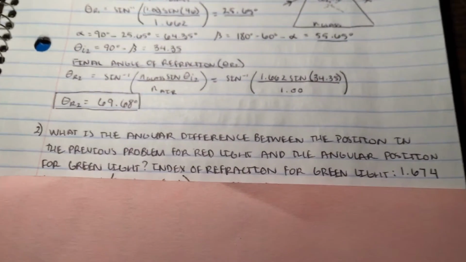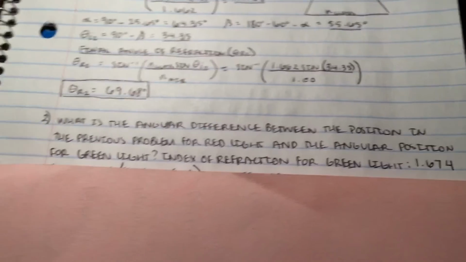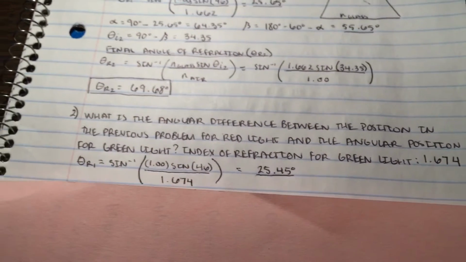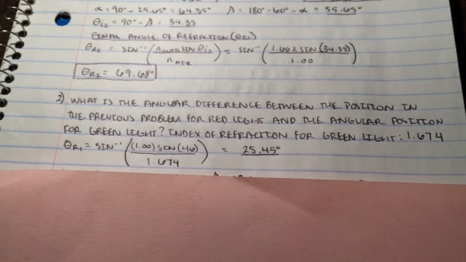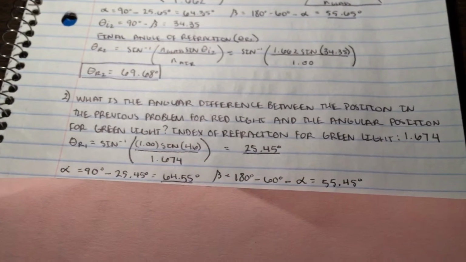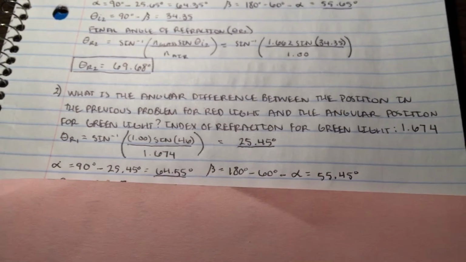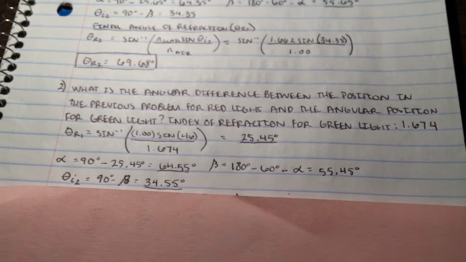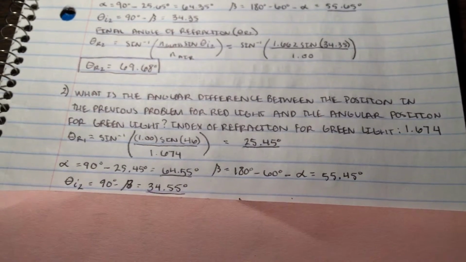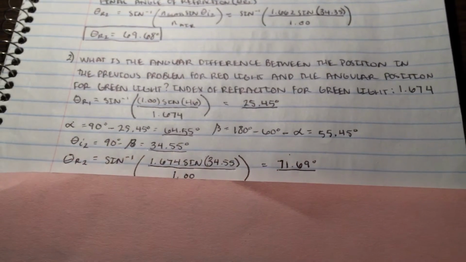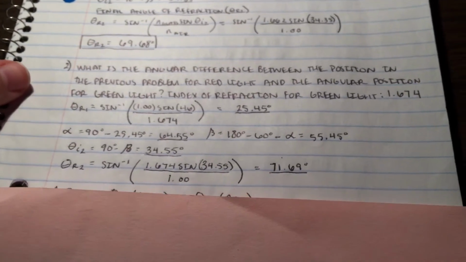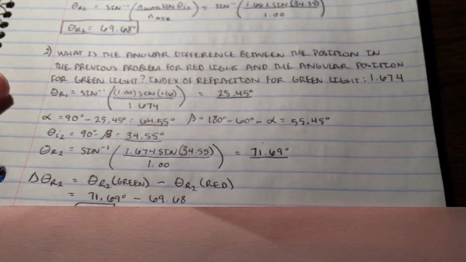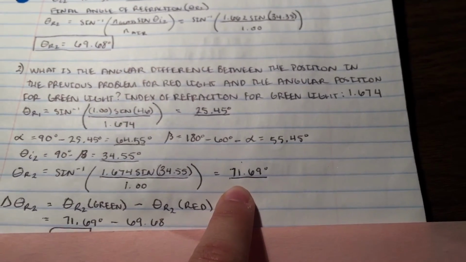Pretty much you just follow the same pattern as you did for the red light, and you would get the first angle of refraction to be 25.45 degrees. Then you did the same process to solve for alpha and beta, and you got the angle of incidence of 35.55 degrees. Then you used Snell's law again to solve for the second refracted angle, and that's the refracted angle for the green light.